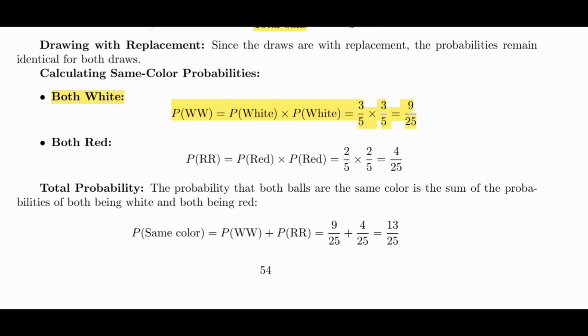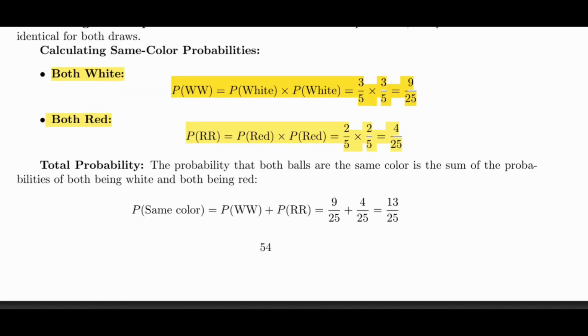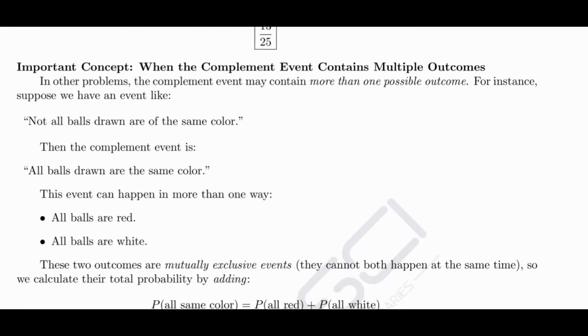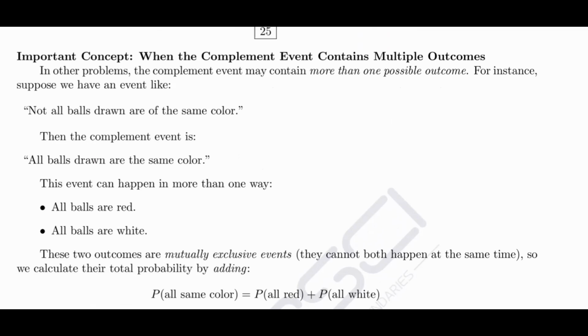Now the case of 2 reds. The chance is 2 over 5 times 2 over 5, which equals 4 over 25. Now, how do we combine these 2 results? Here is the key idea: both white and both red are 2 different exclusive events. They cannot happen at the same time. So we add their probabilities. 9 over 25 plus 4 over 25 equals 13 over 25. So the probability of getting 2 balls of the same color is 13 out of 25. What did we learn here? When we want the probability of one event or another exclusive event, we add. When we want the probability of 2 things happening together, we multiply.